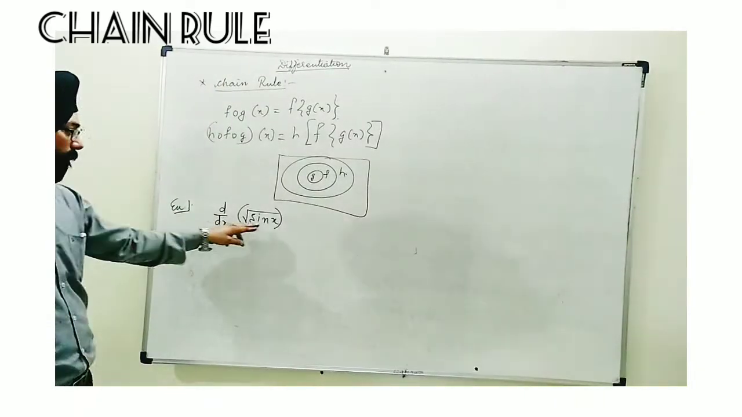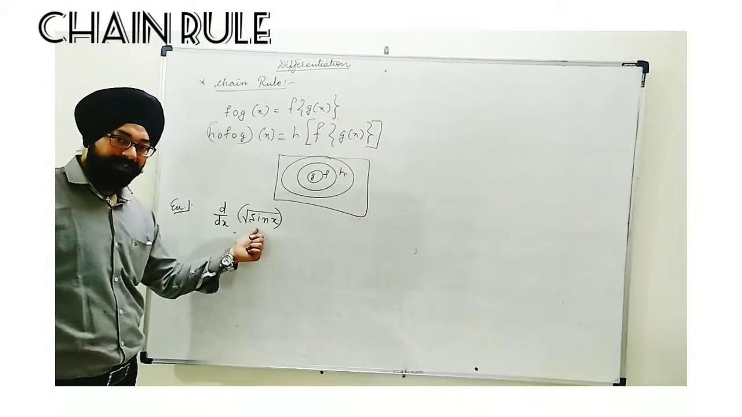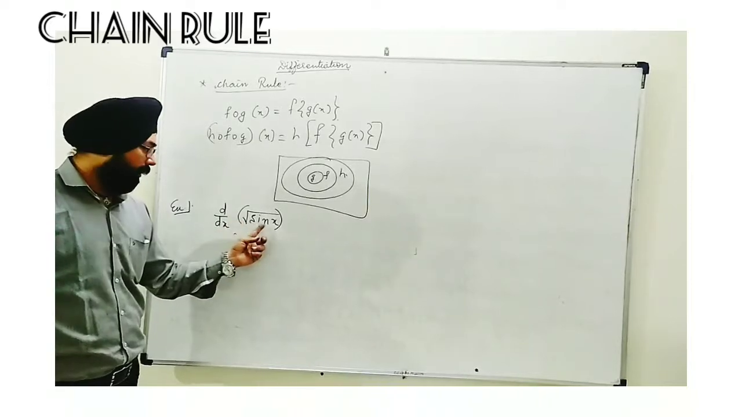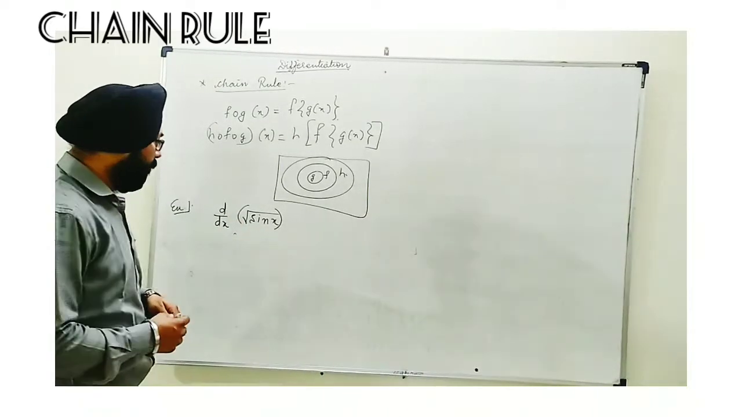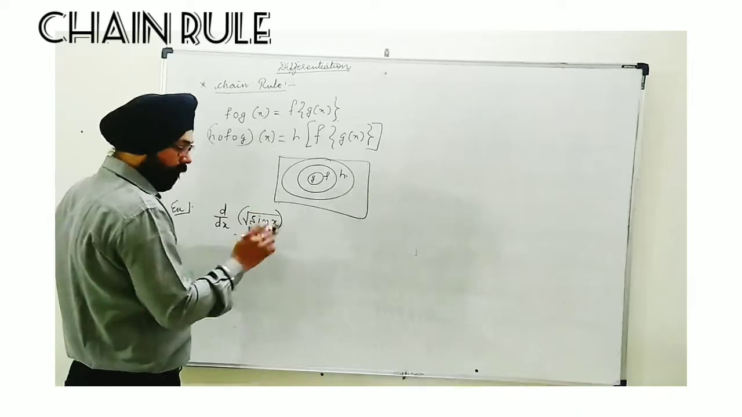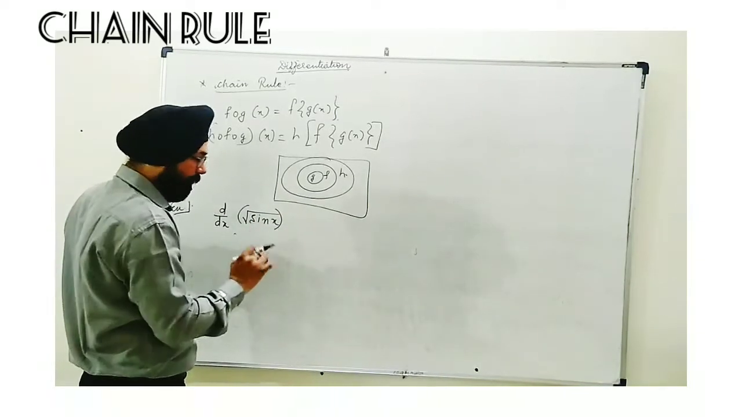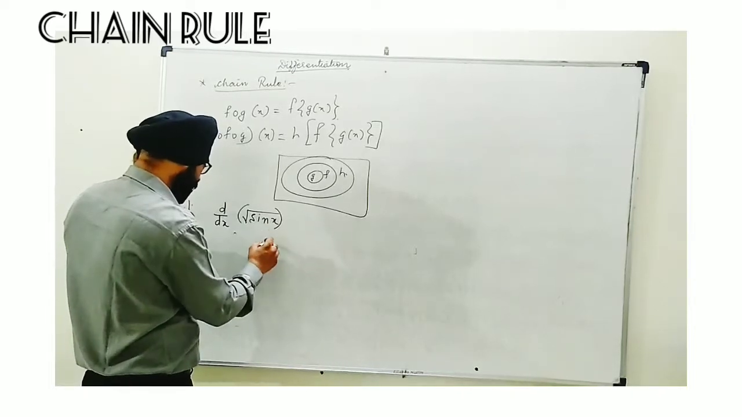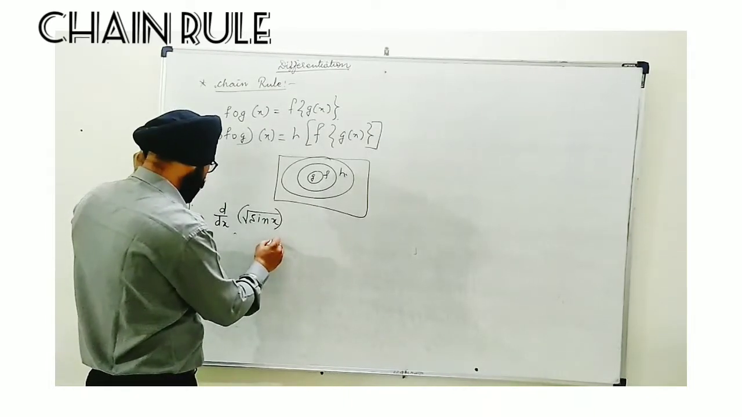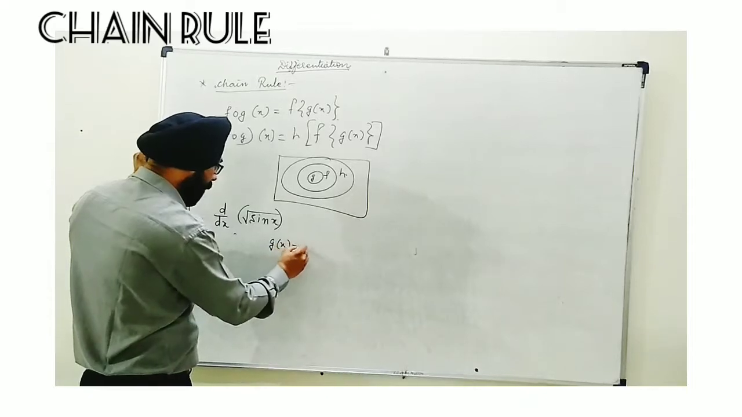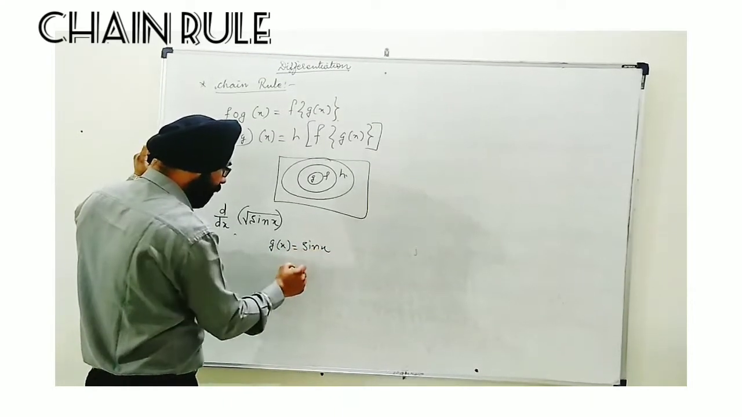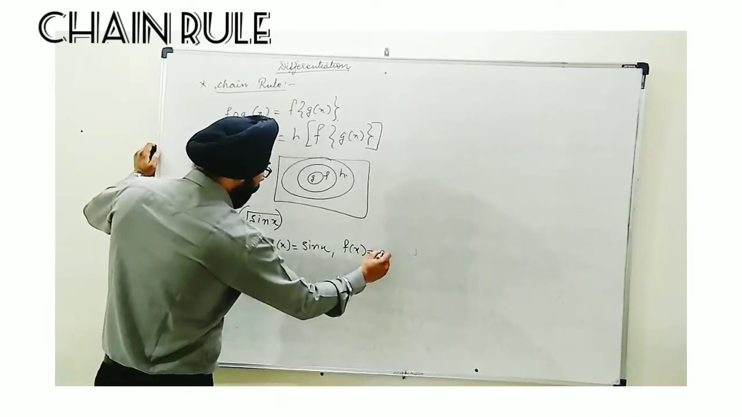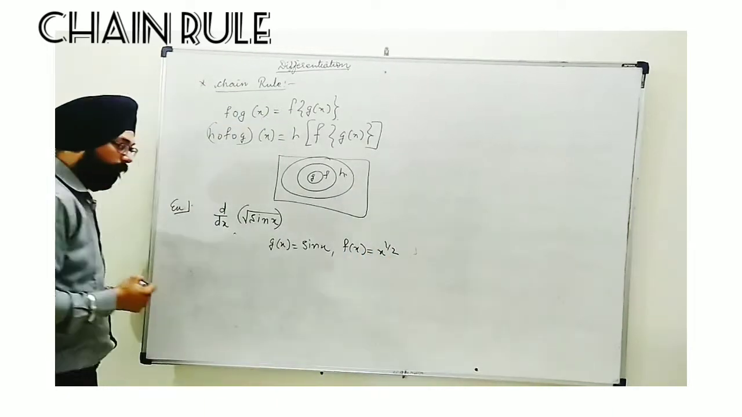Example: differentiation of root sin x. This is not a basic function, as we see that there are two functions involved. One is a square root function, the other is a sine function. According to the chain rule, what the basic theory says, I am explaining first. We consider g(x) as sin x and f(x) as x to the power 1 by 2.